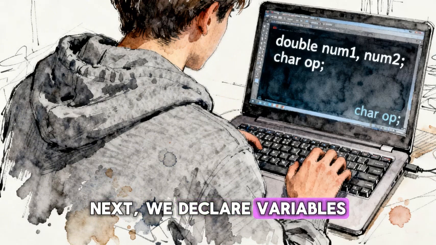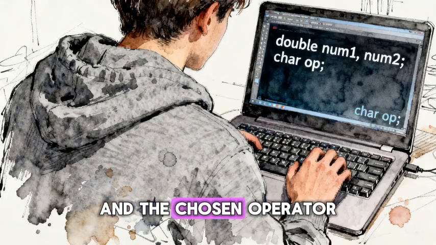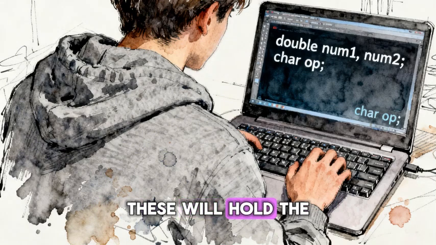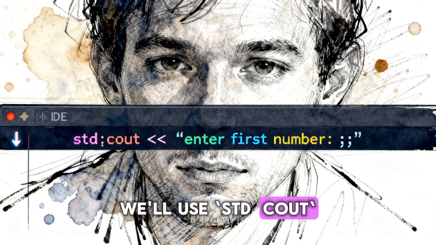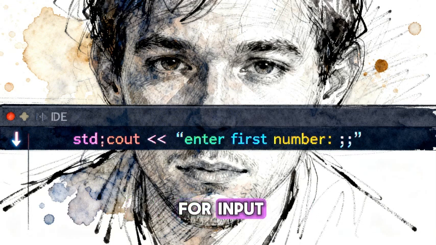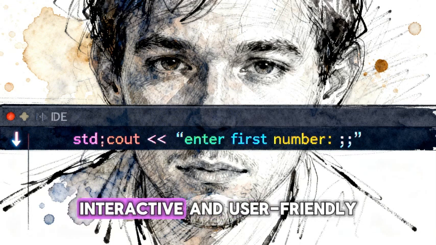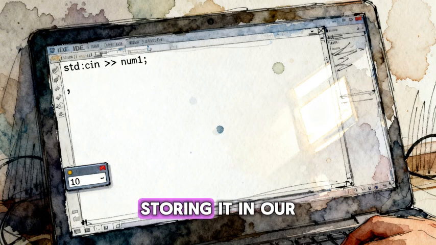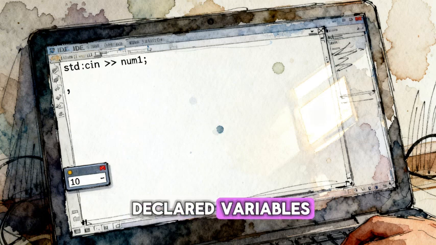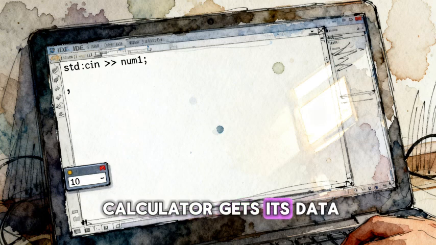Next, we declare variables to store our numbers and the chosen operator. These will hold the values for our calculations. We'll use std::cout to prompt the user for input, making our program interactive and user-friendly. Then, std::cin will read the user's input, storing it in our declared variables. This is how our calculator gets its data.